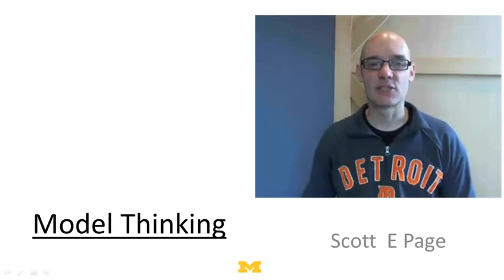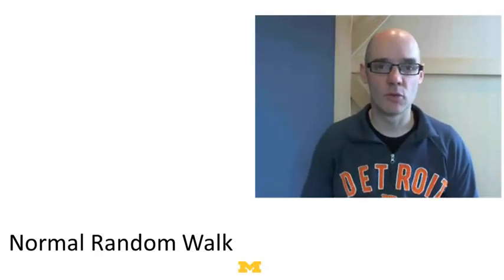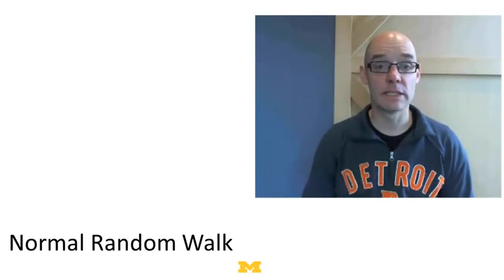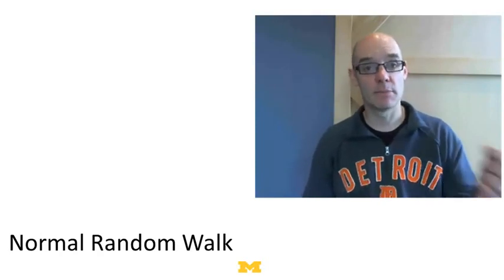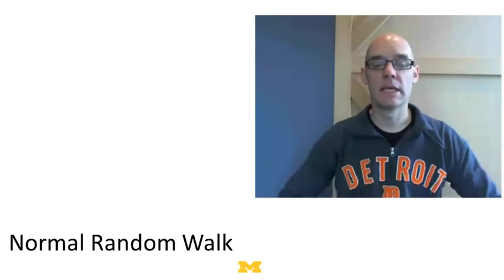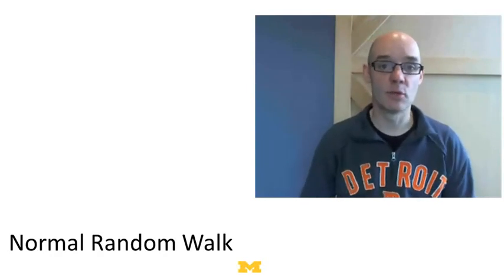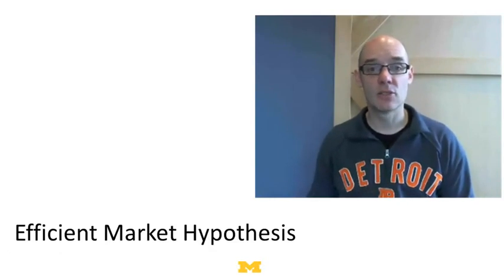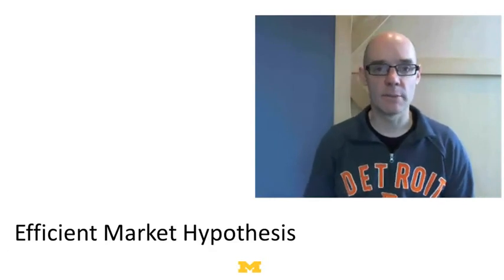Hi. In this lecture, I want to talk about something called the normal random walk model. The idea here is that we've got a random walk just like we had previously, except now instead of the steps being +1 or -1, they can be any value, and those values are going to come from a normal distribution. I'm going to use this model to talk about something known as the efficient market hypothesis.